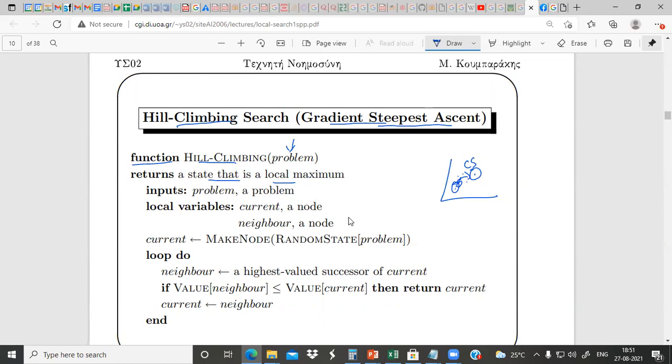So local maxima is treated as a reasonably good solution. What is the input? The input is the problem. The problem itself is the input. These are the local variables. Current represents the current node, and neighbor represents the neighbor node or the next node.